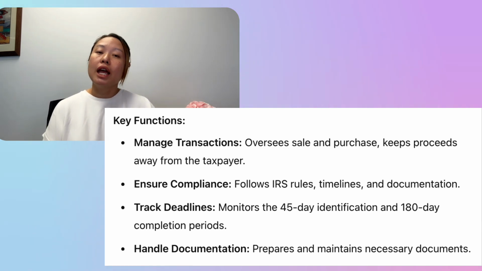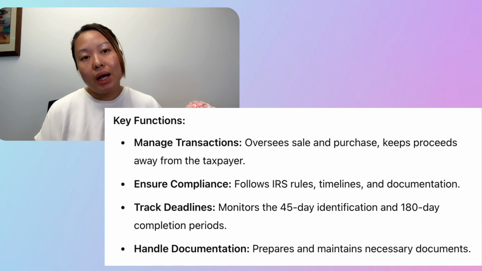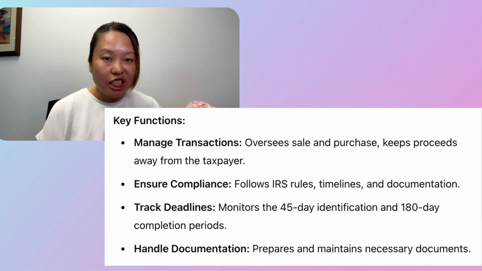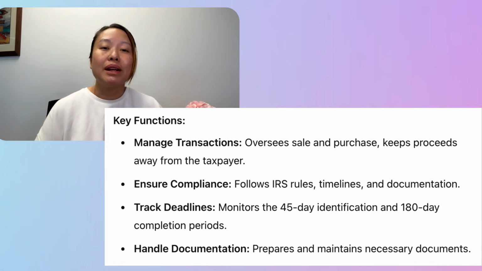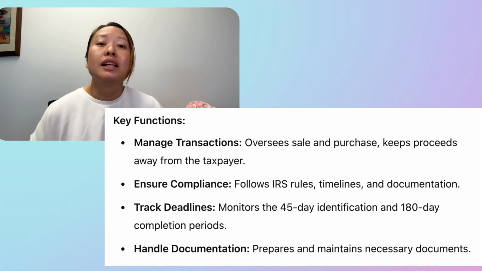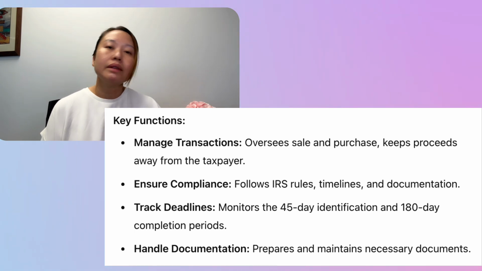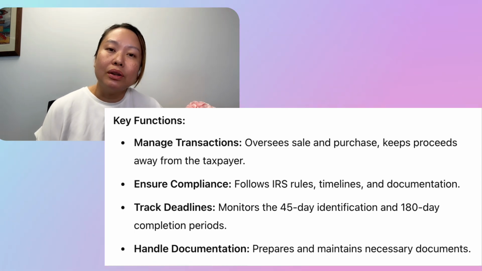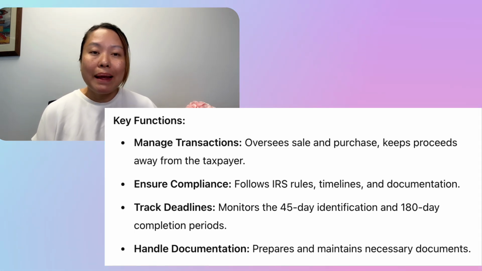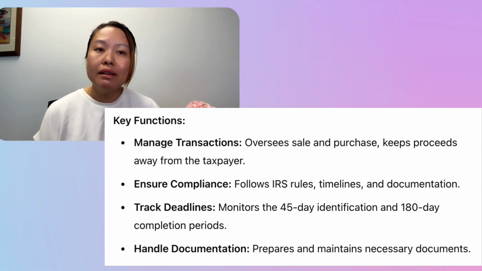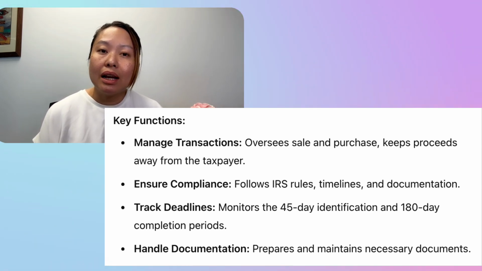The third thing they do is to manage the timeline. In a 1031 exchange, there are specific deadlines. So we talk about the 45-day identification period and then the 180-day completion period. The QI tracks the deadlines and helps ensure that all required actions are completed on time. The fourth thing they do is handling documentation. The QI prepares and maintains all necessary documents for the exchange, including the exchange agreements, assignment documents, and closing statements, ensuring everything is in order for IRS compliance.